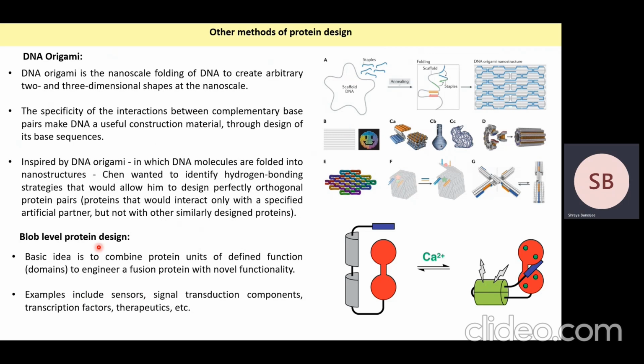The second method is called blob level protein design. So the basic idea is to combine protein units of defined function to engineer a fusion protein with a new function. So for example, if you have protein A with function A and protein B with function B, you can get a protein which incorporates the structural elements of both protein A and B to get a combination of the two functions A and B. This is often used in sensors, signal transduction components, transcription factors, therapeutics, etc.